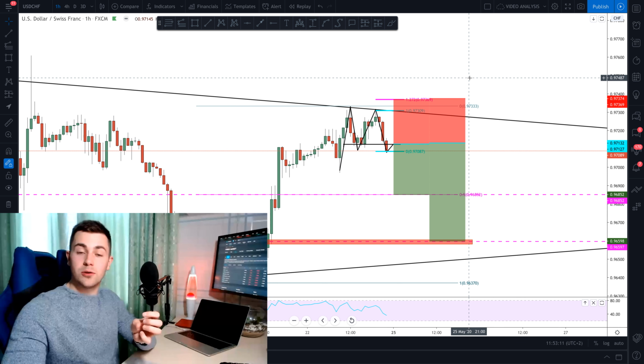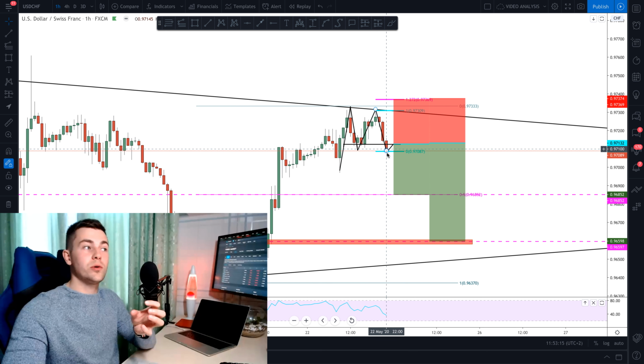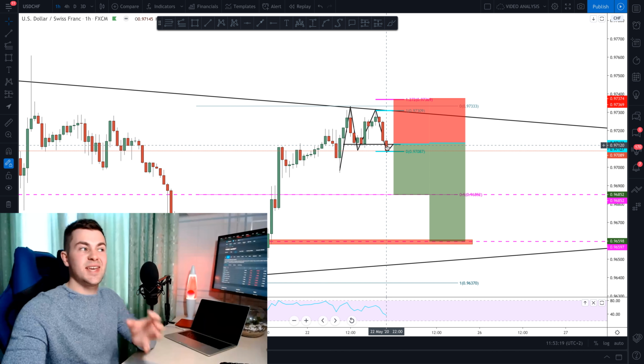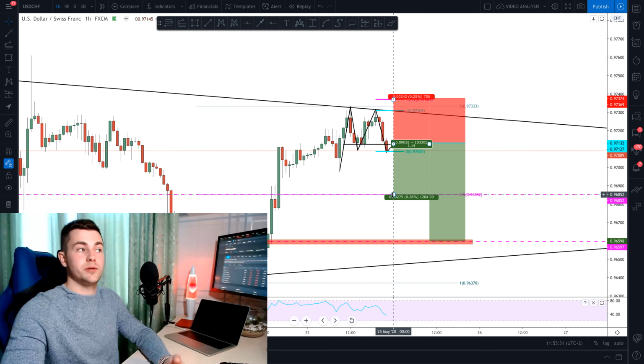So pay attention to dollar Swiss, this is your trading plan. And remember, if the market just drops to the first target, we just cancel our order. So no need to keep our limit the entire week. If the market just drops without retest, we just cancel. We don't wait, we cancel once the market reaches the first target.